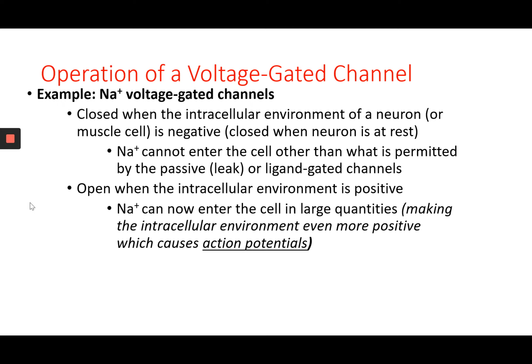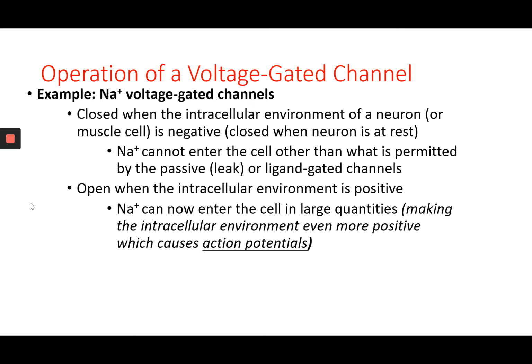For example, here we have the sodium voltage-gated channel that is closed when the intracellular environment of a neuron is at rest, because the inside of a neuron at rest is generally negative. So sodium can't enter when a neuron is resting, but the channel would open if the inside of the neuron suddenly became positive. If the charge of the inside of the neuron suddenly became more positive or less negative, we would see these voltage-gated channels open and further that depolarization or voltage change by allowing an influx of sodium.